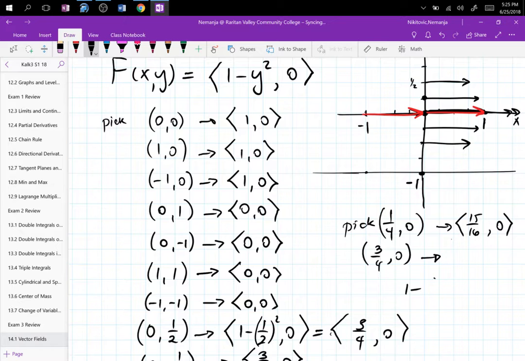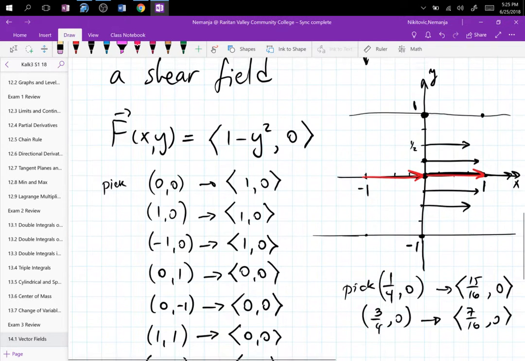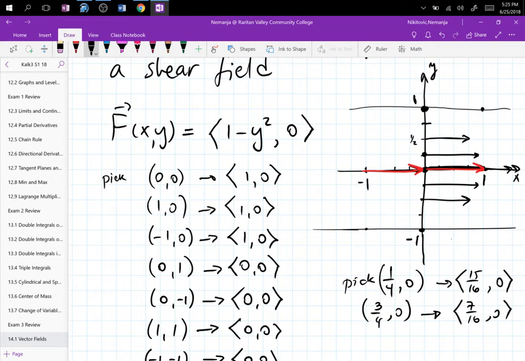If I pick 3/4, 0, well, that's going to be 1 minus 9/16. And that is 7/16, right? 0. If I have 7/16, 0, that's here. Not quite. 7/16 is 1/16 less than.